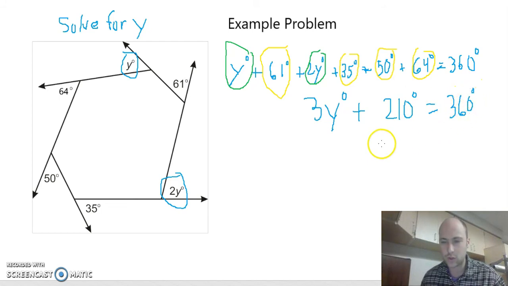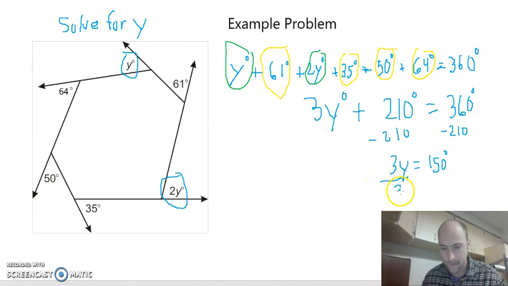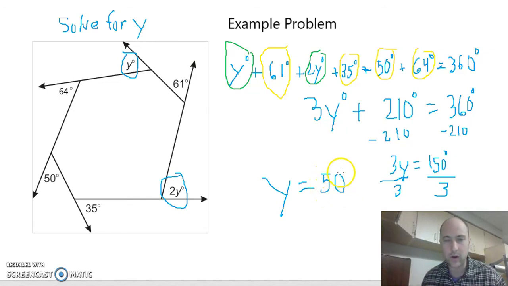Next, we're going to subtract 210 degrees from either side. So now we're just working through our basic algebra steps to get y isolated. We're left with 3y equals 150 degrees. And finally, we're going to divide both sides by 3. So we are left with y equals 50 degrees. There we just used the Polygon Exterior Angles Theorem to solve for an unknown angle y.